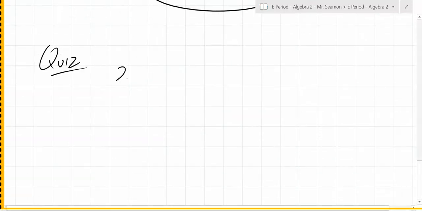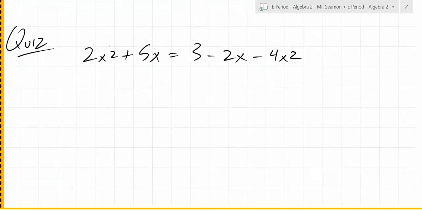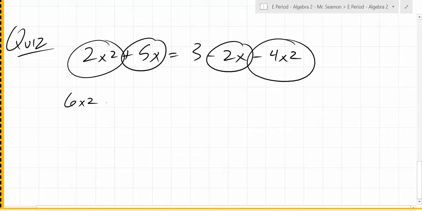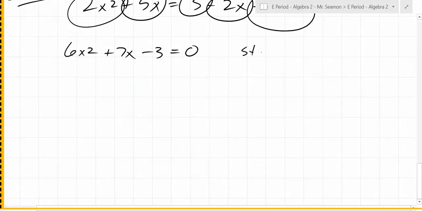So it was 2x squared plus 5x equals 3 minus 2x minus 4x squared. What's the first thing you have to do? So if you do this, you end up with 2x squared plus 4x squared, you end up with 6x squared. 5x plus 2x is 7x, and then you subtract 3, and you end up with 0. So the first part was put it into standard form. Is it in standard form now?